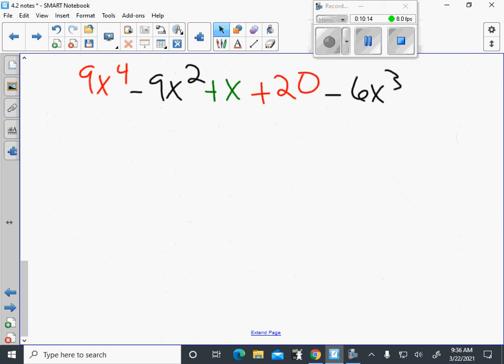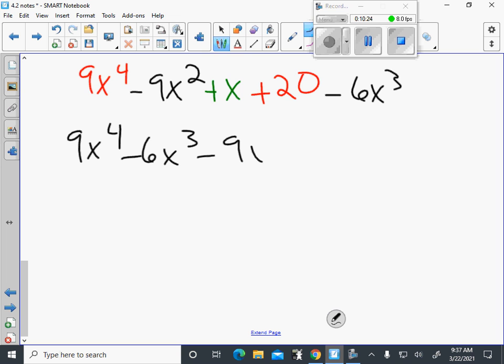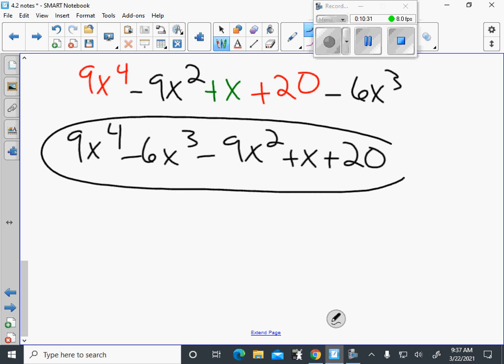Now, write it in standard form. Okay, where the highest power goes first. 9x to the fourth. We have a minus 6x to the third. We have a minus 9x squared plus 1x plus 20. And that is standard form.